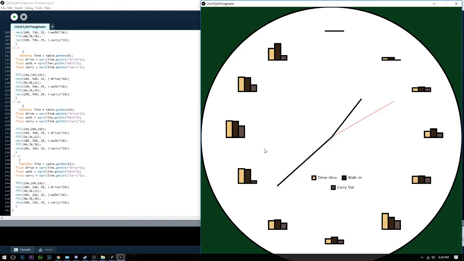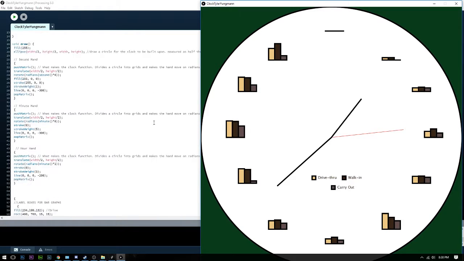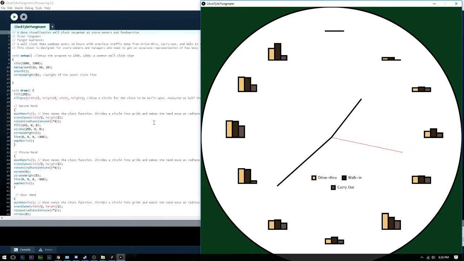So that's my clock. I think it'd be very useful for store owners and managers to keep in the back to see how many people they can guess will come in for the shift today, and if they think they're going to need help, then they can call in more employees, and that would be really cool.